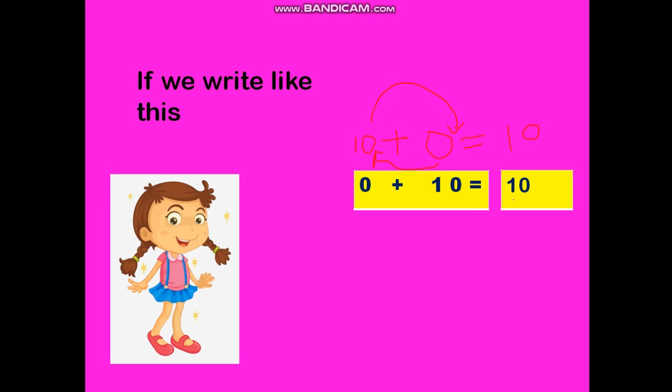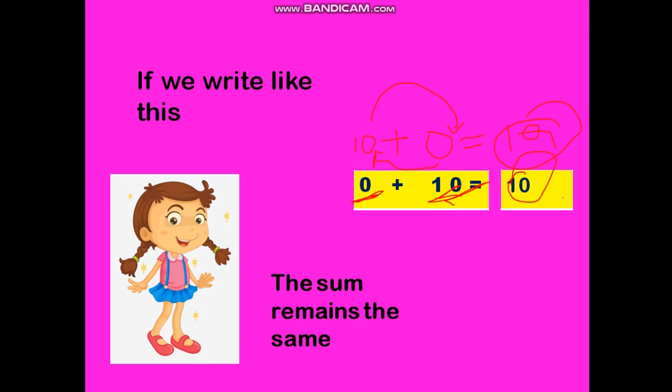This is the rule of addition. If we are adding two numbers, even if we change their place, this is the place of 0, this is the place of 10. Even if we change the place, the sum remains the same. So there is no change in the sum. 10 is the sum. In both places, the sum is the same.